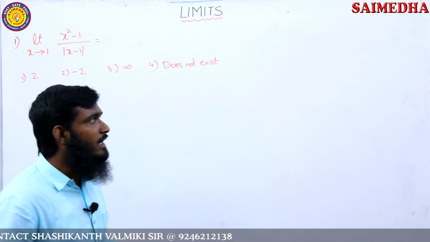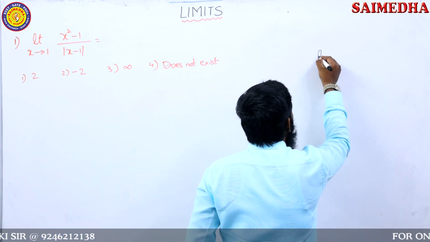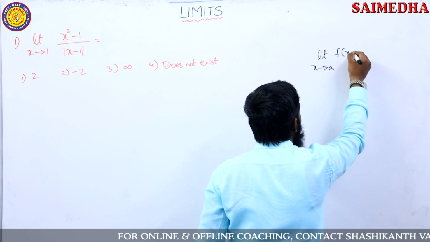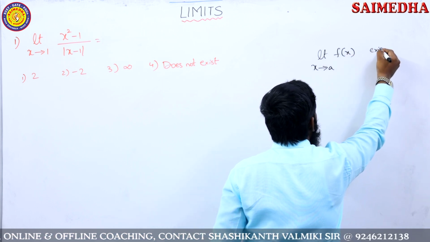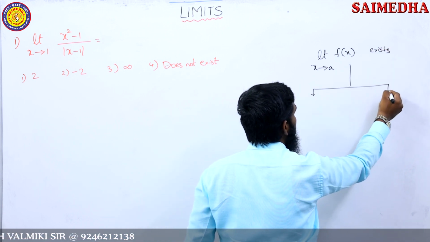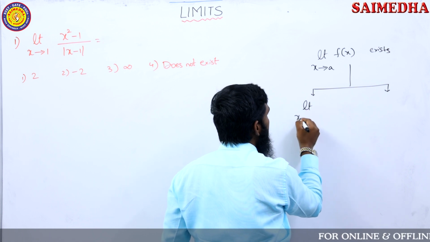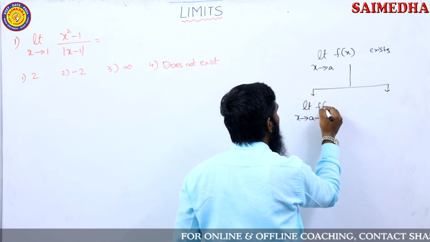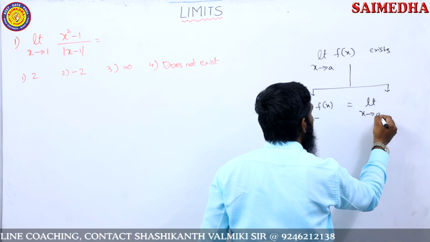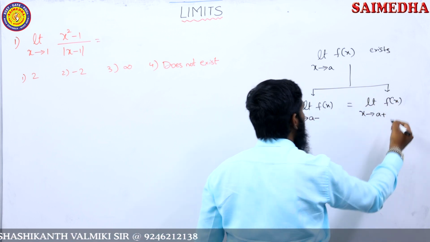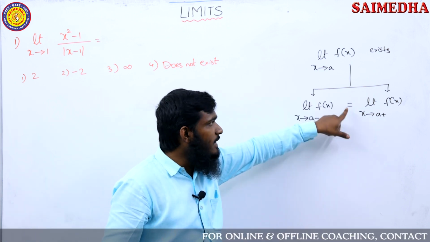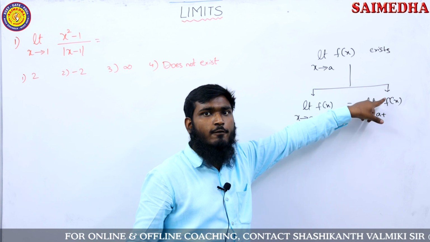What is the condition of the limit? The condition of the limit is that limit x tends to a of f of x exists. When does it exist? It exists when limit x tends to a minus f of x is equal to limit x tends to a plus f of x. Understood? So the limit x tends to a minus f of x value will be equal to limit x tends to a plus f of x value.